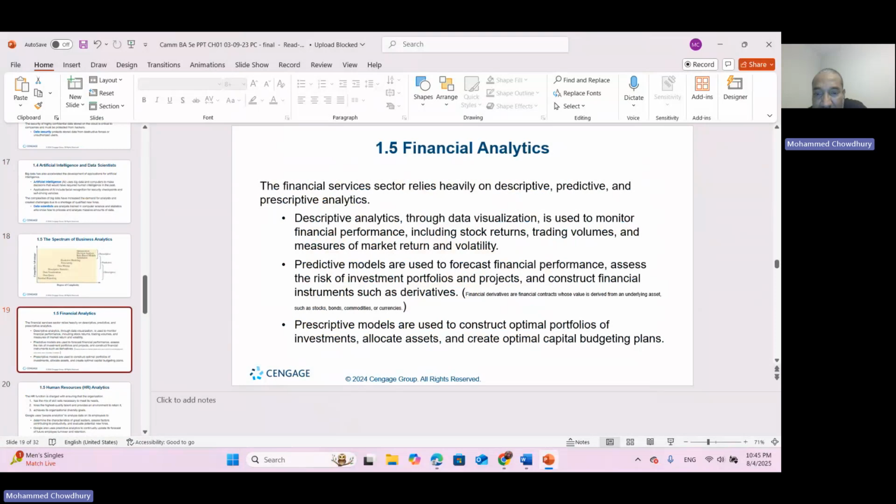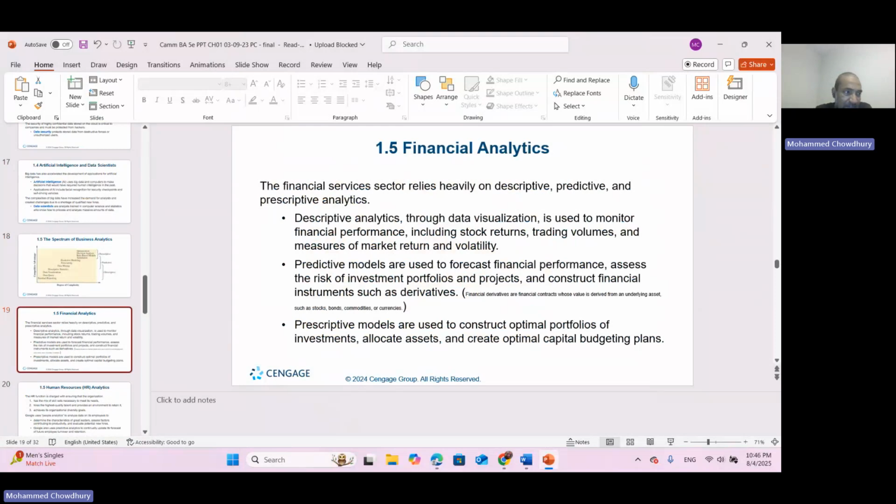Okay, so it is used to monitor financial performance, like how the stock price is performing, including stock returns and trading volumes. Trading volume means in a stock exchange when stocks are traded, how many stocks are traded at once, how many stocks have been bought by myself or you. Okay, and measures of market return and volatility.